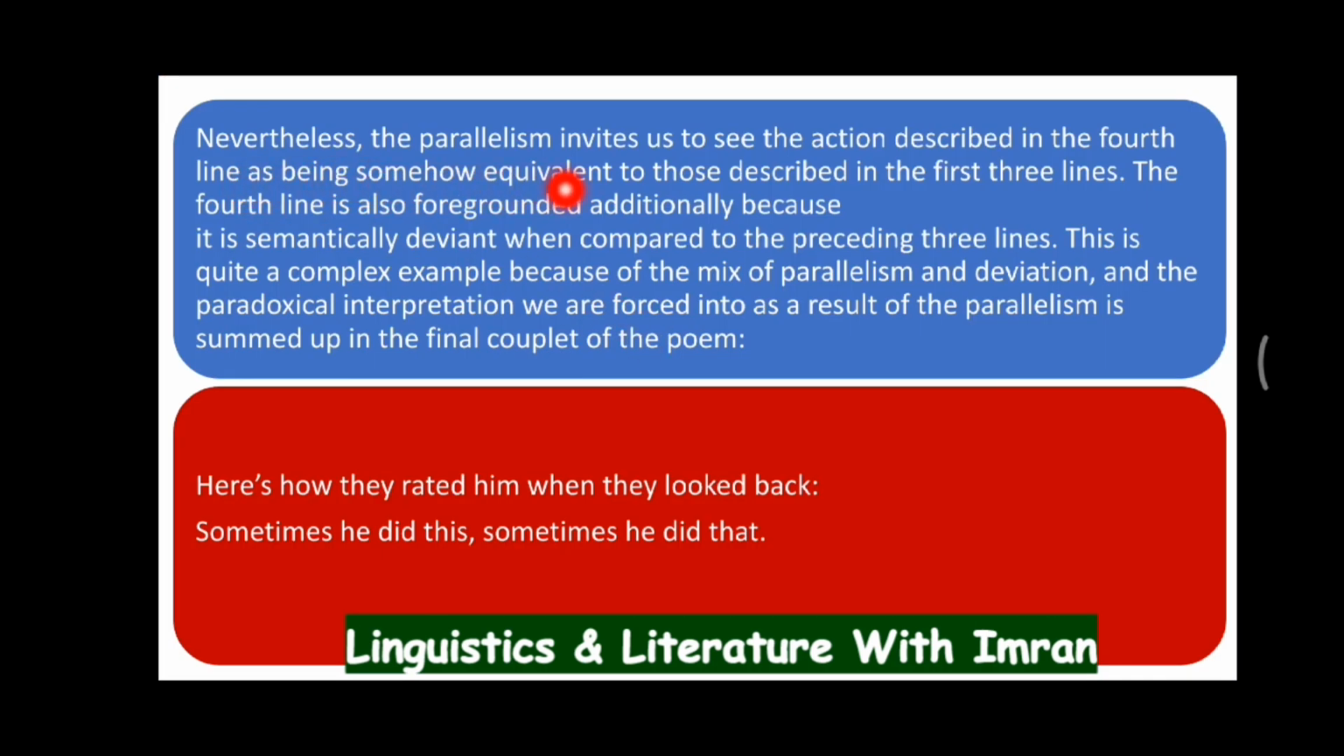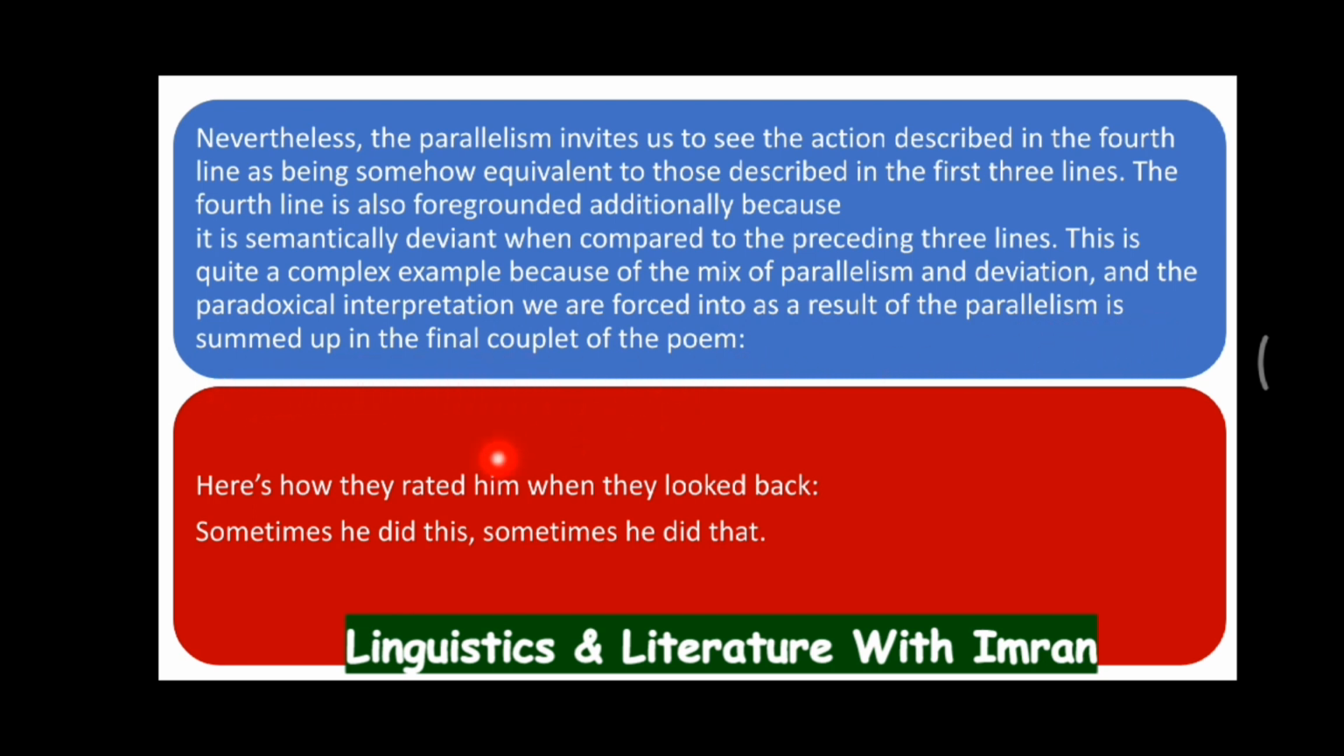Nevertheless, the parallelism invites us to see the action described in the fourth line as being somehow equivalent to those described in the first three lines. The fourth line is also foregrounded additionally because it is semantically deviant. So the fourth line is semantically deviant, and that is deviation when compared to the preceding three lines. This is quite a complex example because of the mix of parallelism and deviation, and the paradoxical interpretation we are forced into as a result of the parallelism is summed up in the final couplet of the poem.